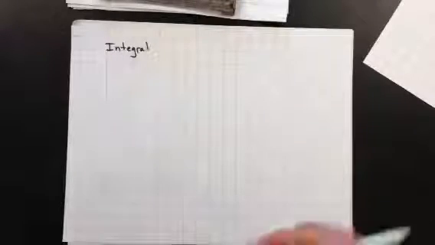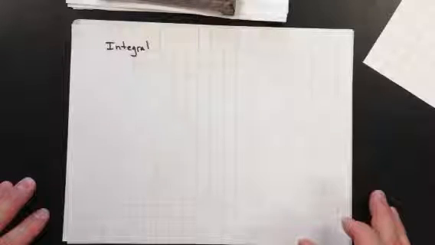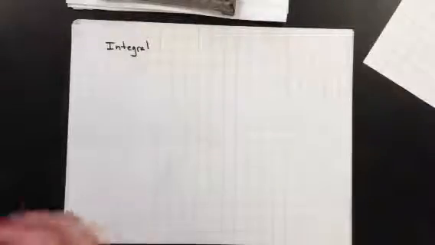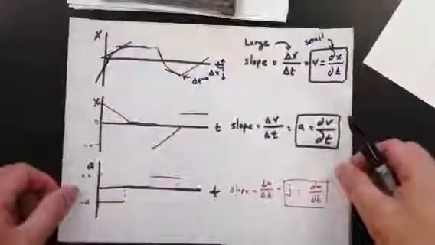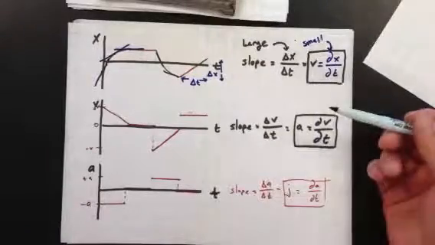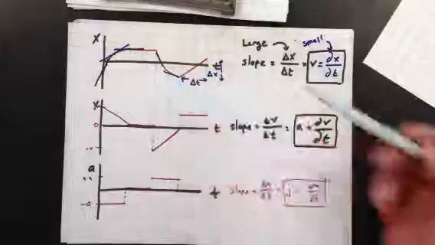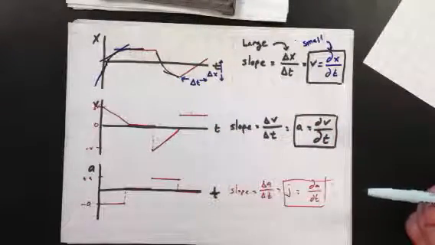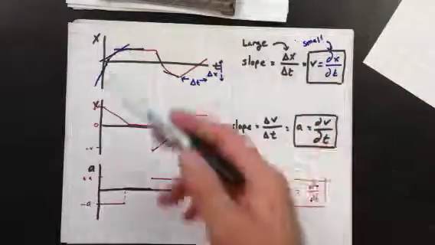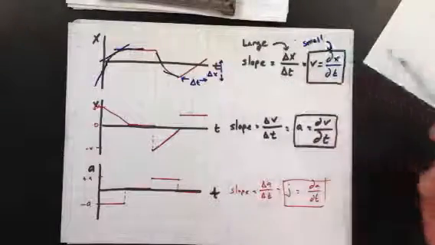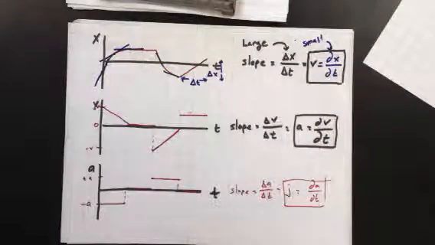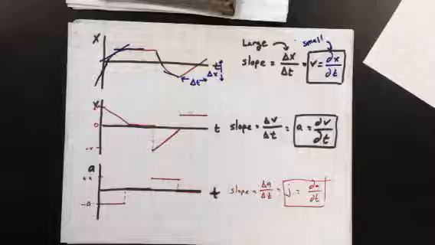Okay, in this video we're going to take a look at the integral, which is the opposite of a derivative. So if we look back at the derivatives that we were doing, for the derivative we were just taking the slope of the y and x axis. And you can see that you divided the y-axis by the x-axis. Dividing the two axes gives you the derivative.